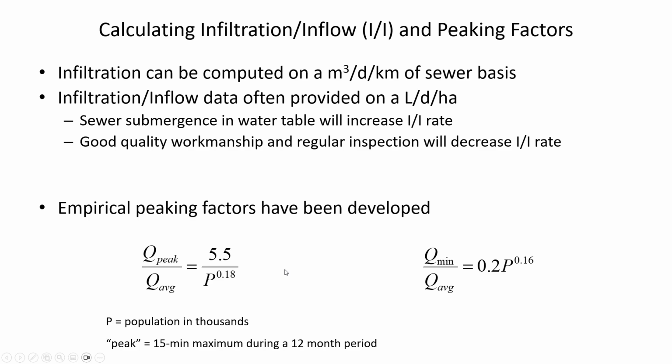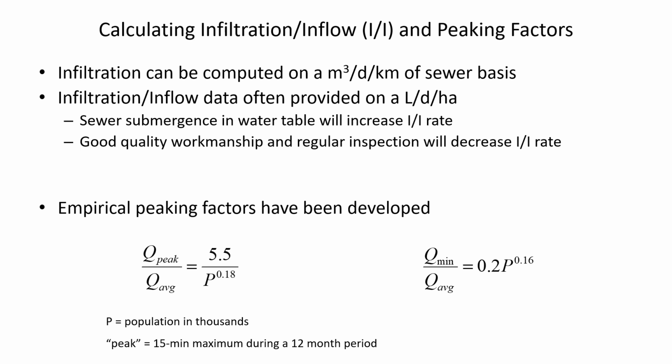So here are some peaking factor models that have been proposed over the years that just take into account how population sizes would maybe impact the peak flow rate that you'd see and the minimum flow rate you're going to see. And this is similar to that idea that I introduced earlier, that the larger the population, the closer your peak flow is to the average flow. So you're likely to see a big discrepancy between the peak flow and the average flow in relatively small towns.